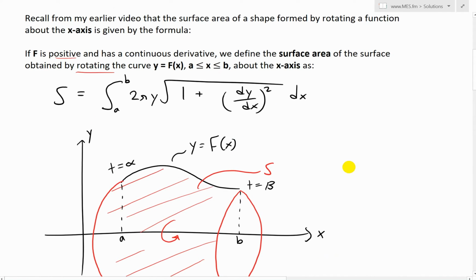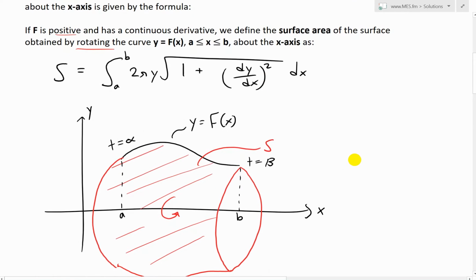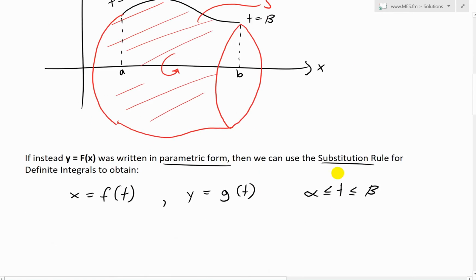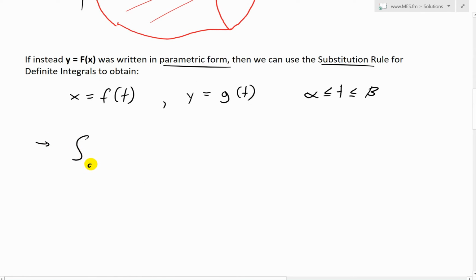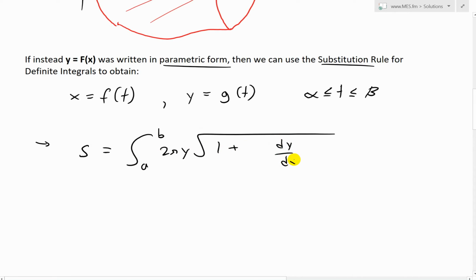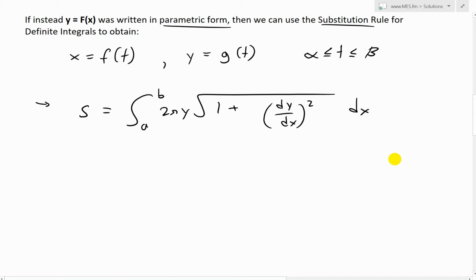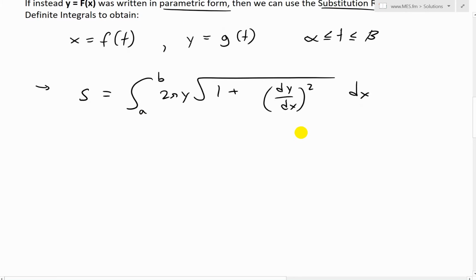So now we can change this formula by using the parameter t instead of x. Let's write this down again. Just to show you here, S is equal to the integral from a to b of 2 pi y times the square root of 1 plus (dy over dx) squared, dx. Now we want to use the substitution rule and change everything here to be in terms of t. So the first step is, at x equal to a, that's from here to here, so these are the first things we want to change.